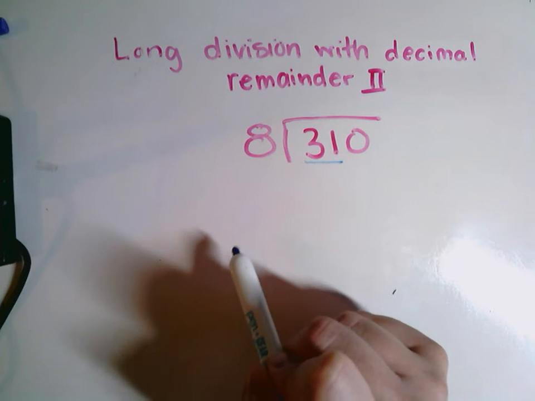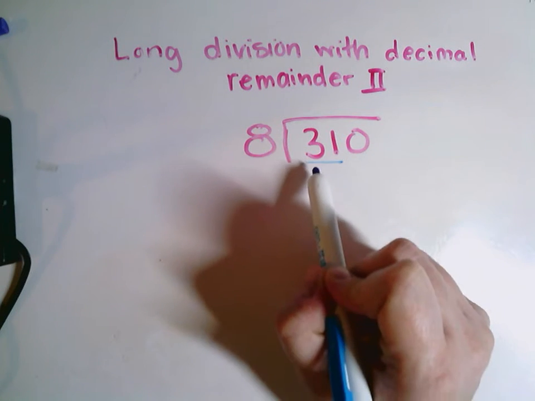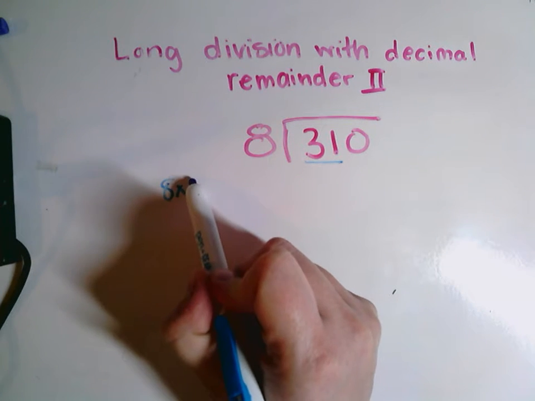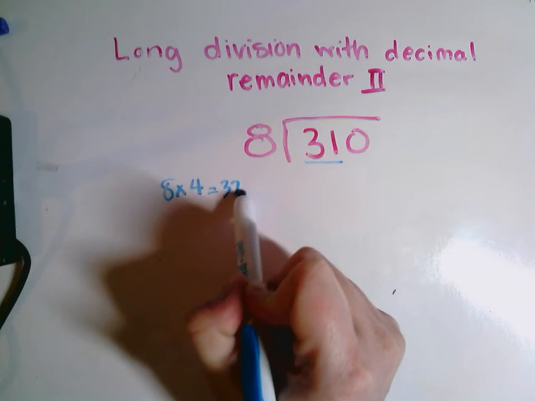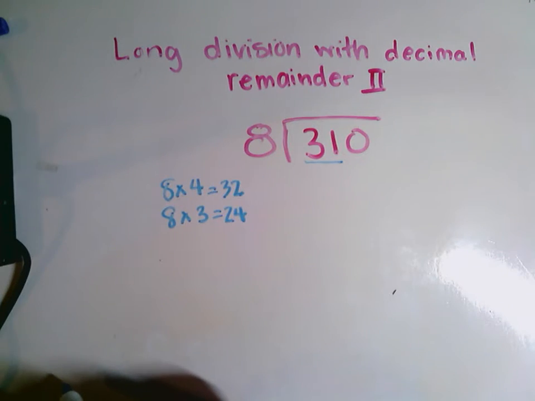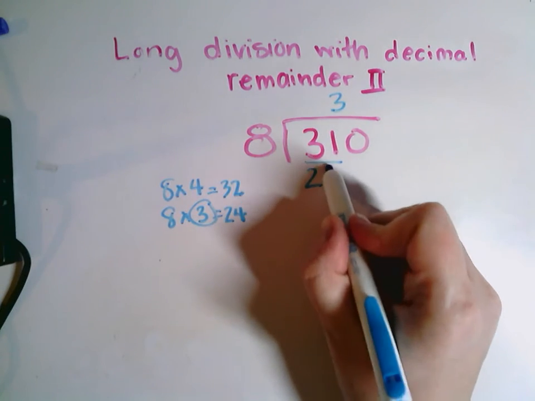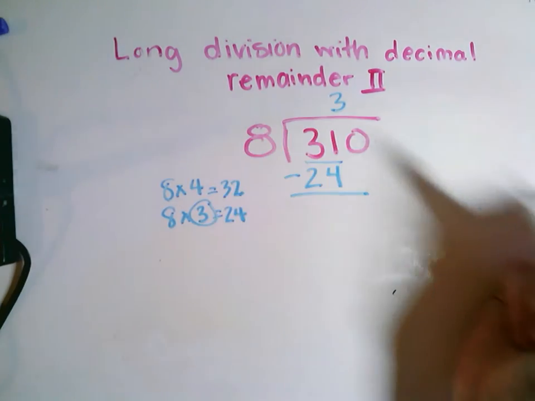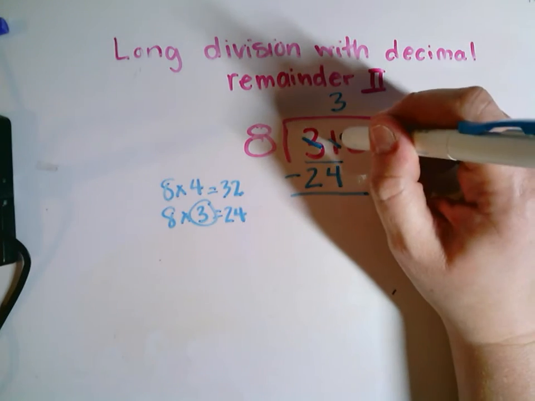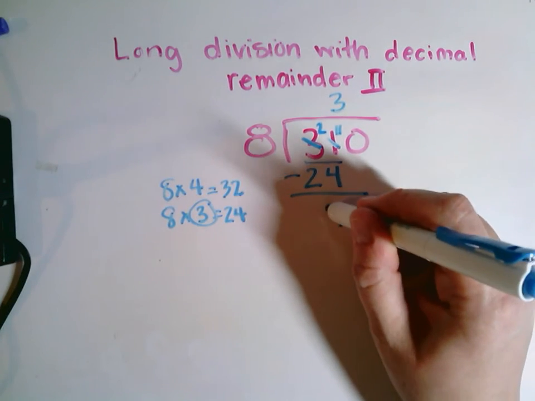Okay, I can take groups of 8 out of 31, and I'm going to think about my 8's times tables. 8 times 4 is, nope, sorry, 8 times 4 is 32. So that's too many. So let's go down to 8 times 3, which is 24. So I'm going to use 3 up here. 3 times 8 is 24. And when I subtract, take a second to subtract it on your own, guys. I'm going to get 7 left over.